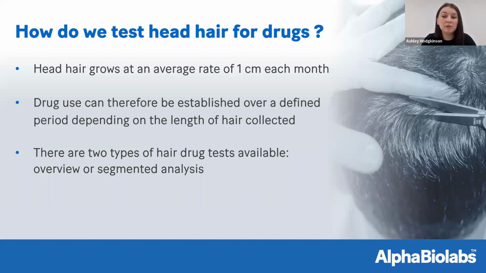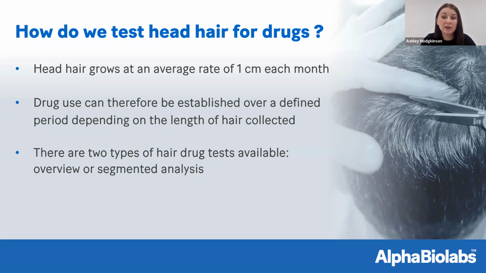If you have a client who has 2 centimeters of head hair and you want to look back over the last 6 months, it's not going to be possible using that sample. So you'd want to look for alternative ways to get that time frame covered. Or you would want to go back and discuss with either the court or the other parties to state that this is what's available and see what the preferred method would be.